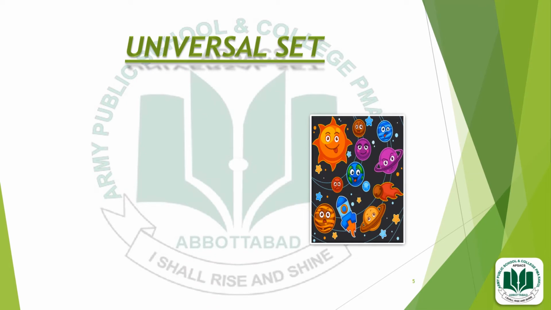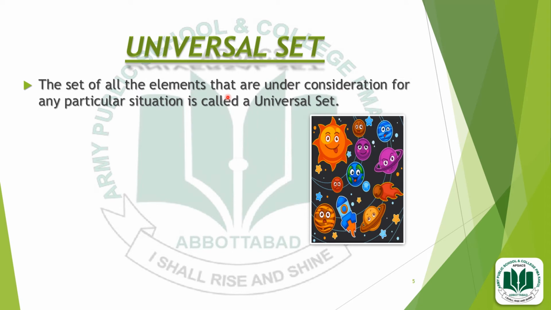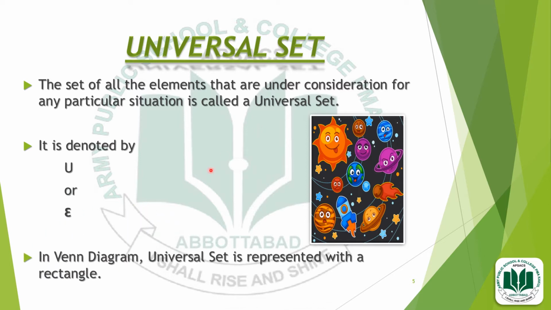Previously, we have discussed universal set. The set of all the elements that are under consideration for any particular situation is called a universal set. It is represented by U or E. In Venn diagram, universal set is represented with a rectangle.